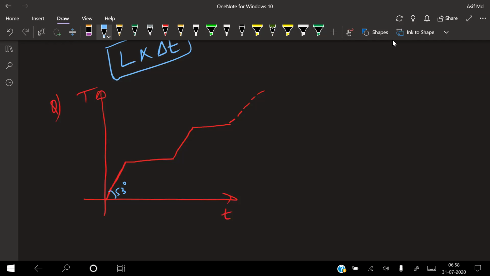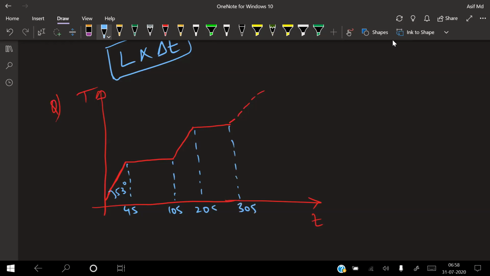Then at what time? This time is given as 4 seconds. Then from here to here, this is 10 seconds. Then from here to here, it is 20 seconds. So if I extend this one like this, this is your time here. And from here to here, this is given as a time of 30 seconds. This is your 20 seconds.